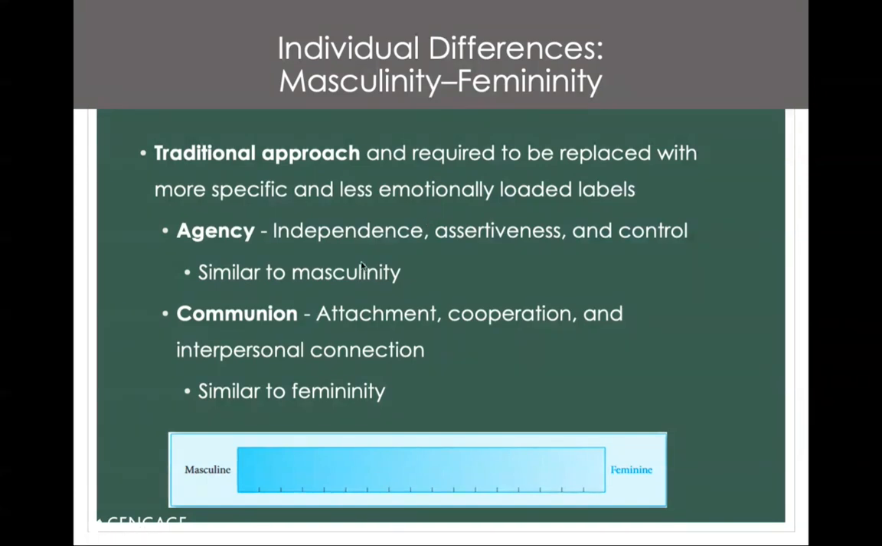So there's a heavy emphasis on masculine, feminine. When you say masculine, it has more to do with agency, independence, assertiveness, control. With femininity, you associate communion, attachment, cooperation, interpersonal connection. And so the traditional approach is very mutually exclusive: this is masculine, this is feminine.